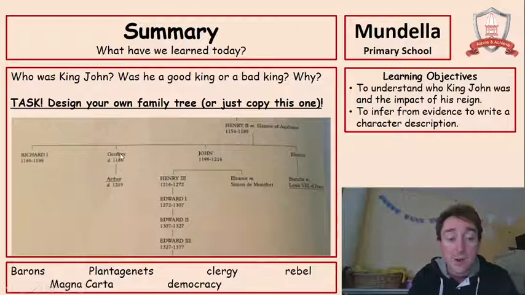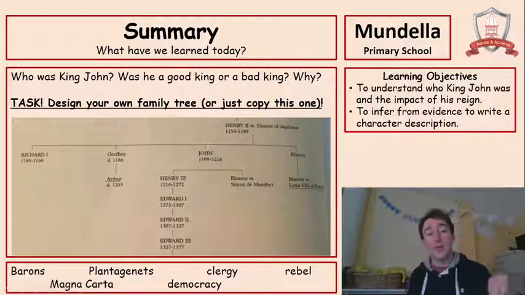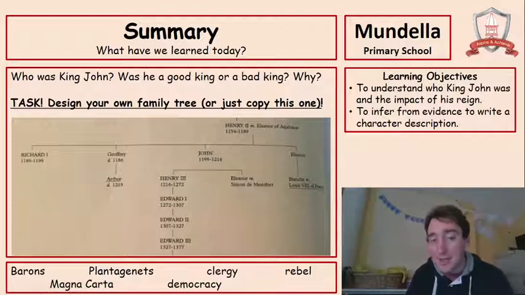The next oldest brother had died, look, D, 1186. So he couldn't take over. So then it went to John and John became king. So that is a family tree. So what you can do is either copy the family tree of the Plantagenets there, or you can even find out about your own family and then design your own family tree. Okay? The choice is yours.